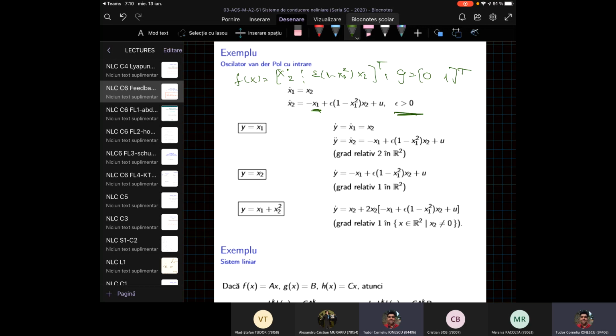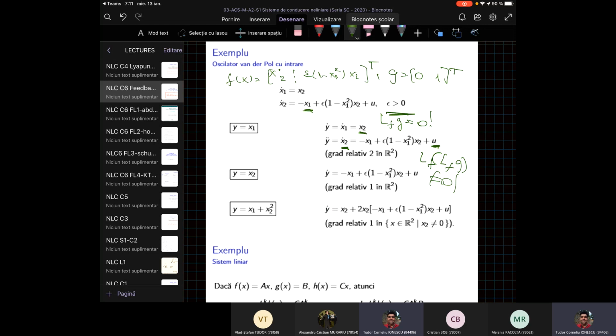LgH is 0, you see? It's 0 because you get x2, you get nothing with u. So here, LgH is 0. But if you take y double dot, you get x2 dot, sorry, x2 dot, which is minus x1 plus epsilon plus u. So LgLfH is not 0 this time.